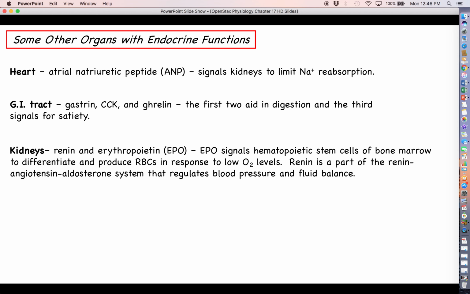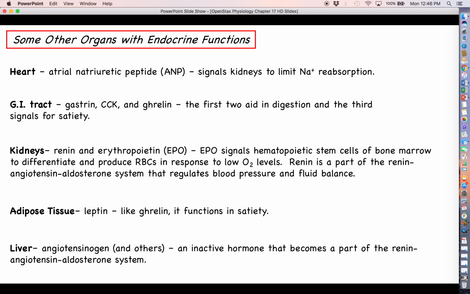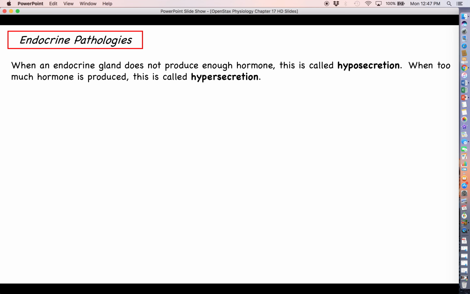The kidneys, we've mentioned, make two hormones, renin, which is a part of that renin-angiotensin-aldosterone system that we talked about before in regulating blood pressure and fluid balance. Erythropoietin is the signal for us to make more red blood cells when systemic oxygen levels get very low. Adipose tissue makes a hormone called leptin, which, similar to ghrelin, helps us to feel full. And the liver makes an enzyme slash hormone called angiotensinogen, which is going to, again, like renin, be part of the renin-angiotensin-aldosterone system.